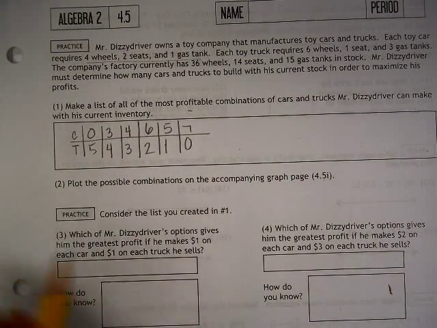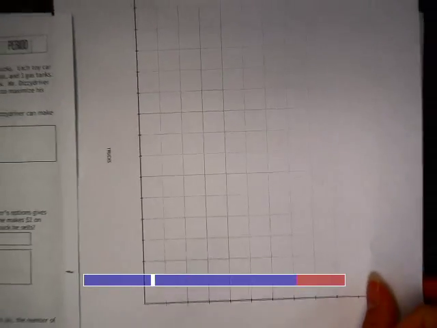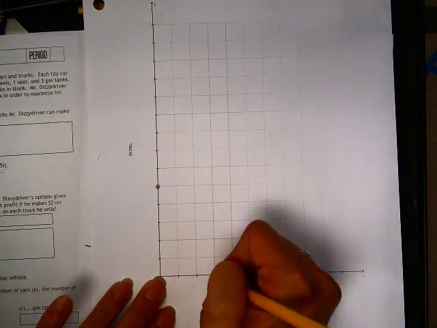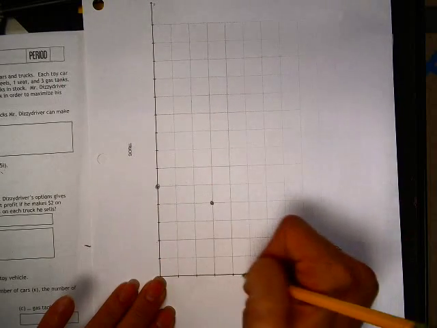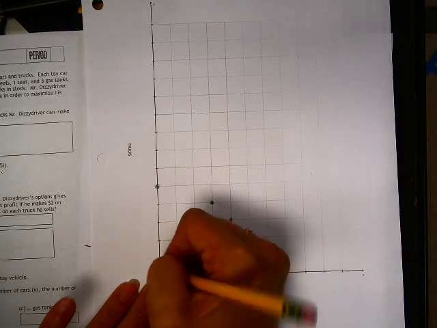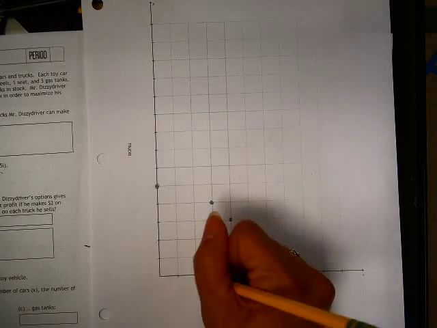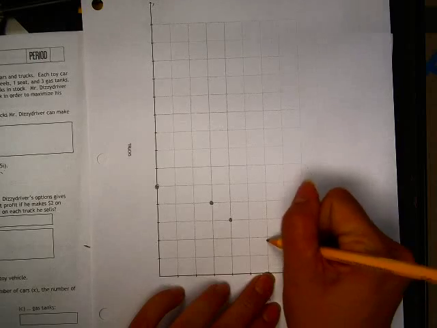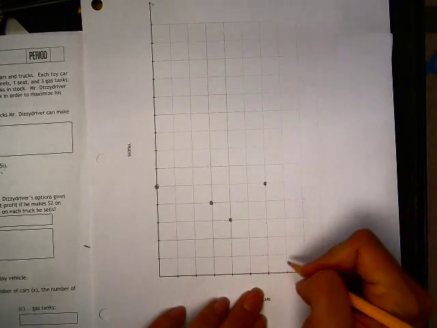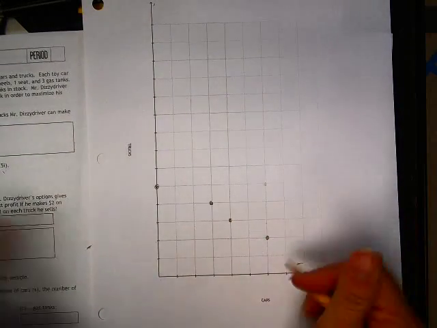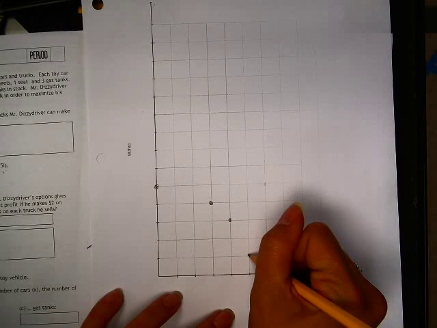So we want to go ahead and plot all of those onto our graph. We've got this huge mammoth graph here, and we have cars down here and trucks up here. So we have 0 cars and 5 trucks, 3 cars and 4 trucks, 4 cars and 3 trucks. Then 6 cars and 2 trucks, that's nice. And 5 and 1.